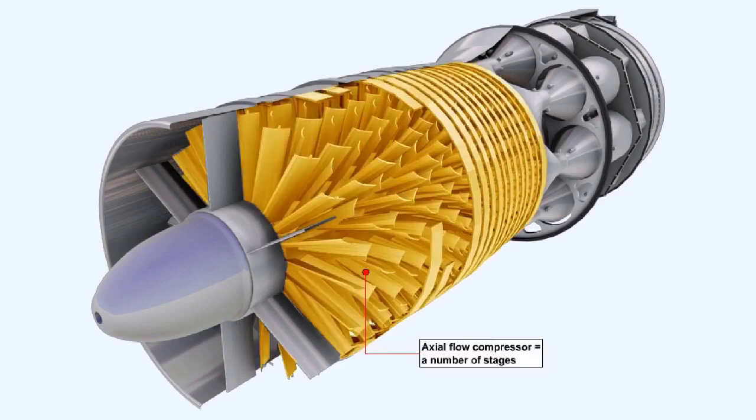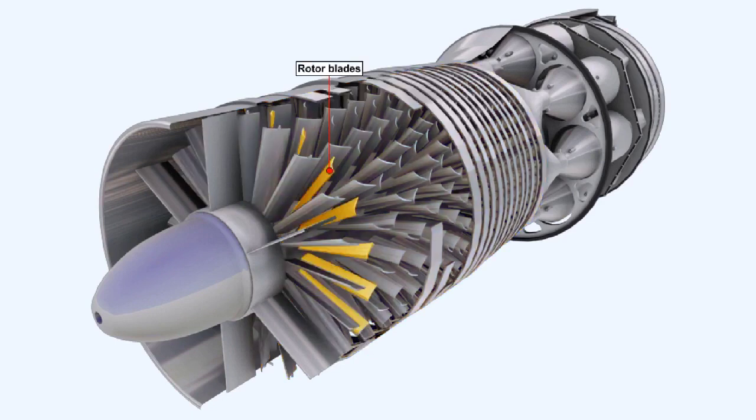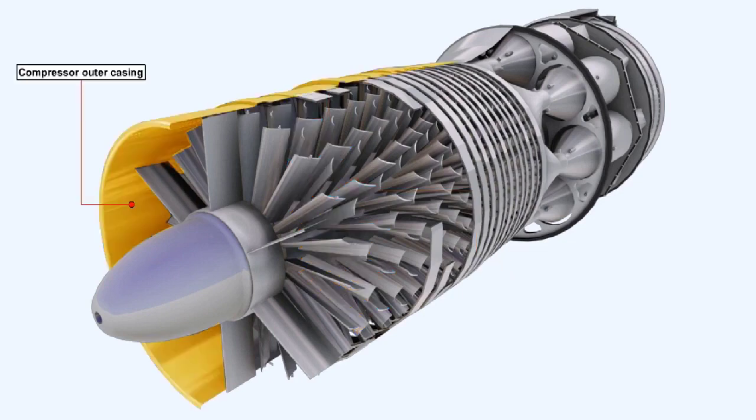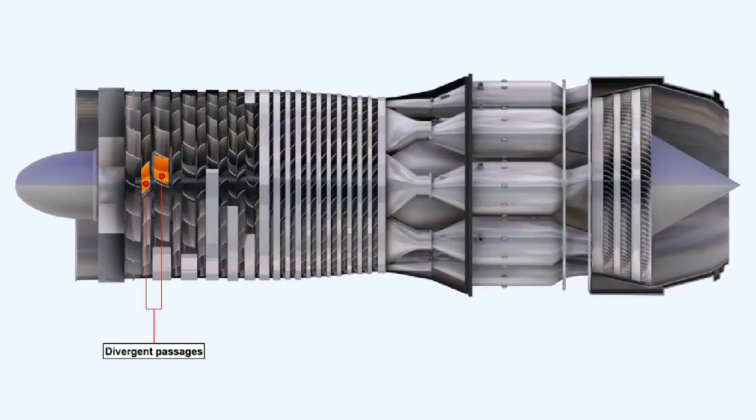The axial flow compressor, an example of which is shown here, consists of a number of stages. A stage embodies one row of rotor blades of airfoil section which are fastened to a disc, followed by one row of stator vanes also of airfoil section. The stator vanes are fastened to the compressor outer casing. The spaces between the rotor blades and the stator vanes form divergent passages.